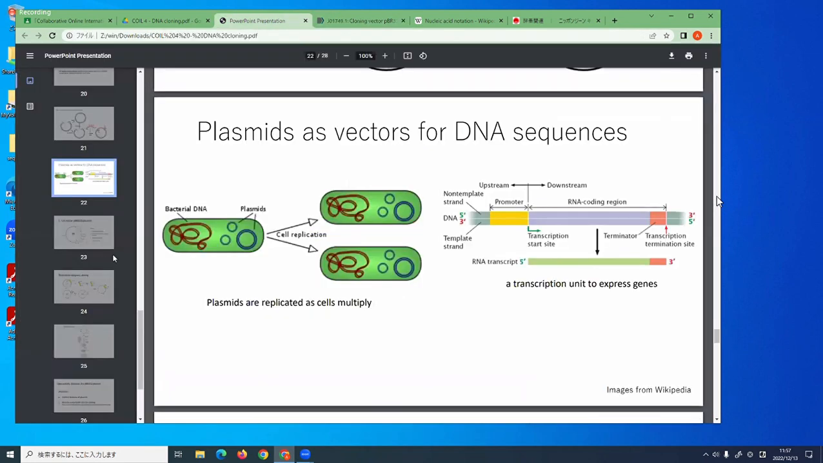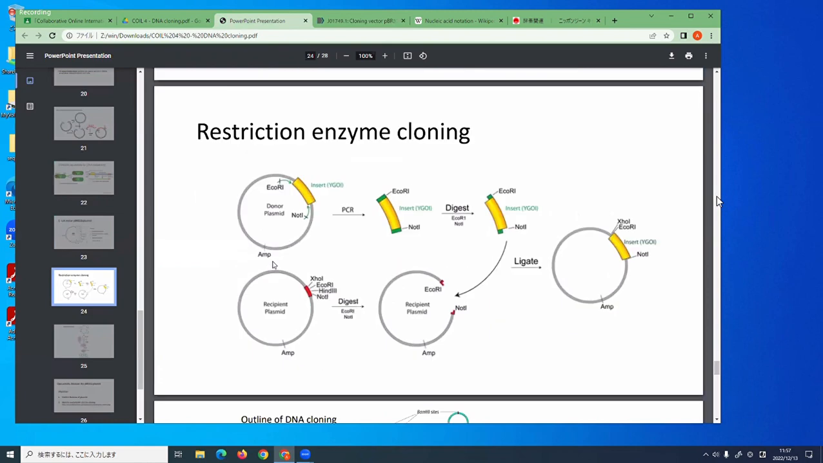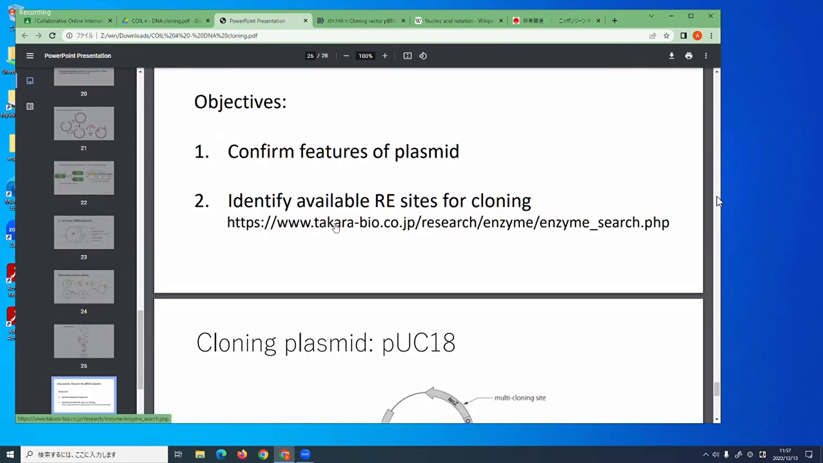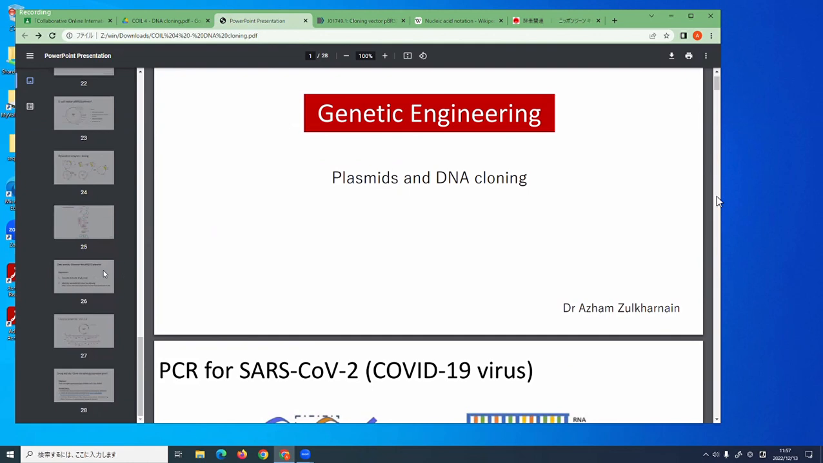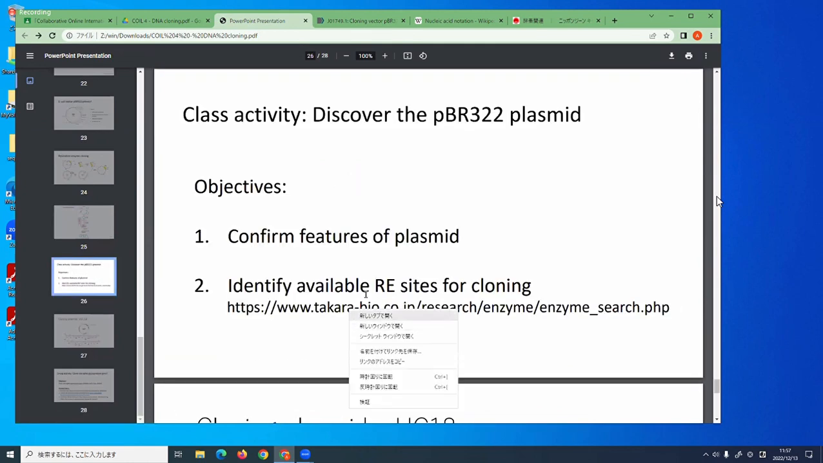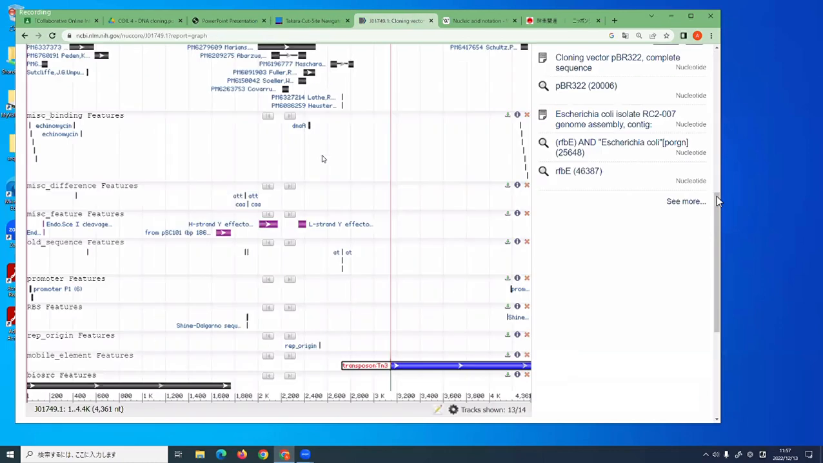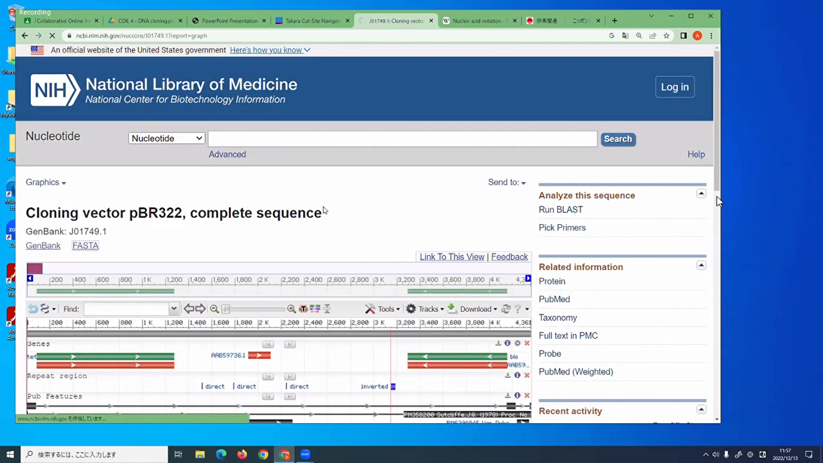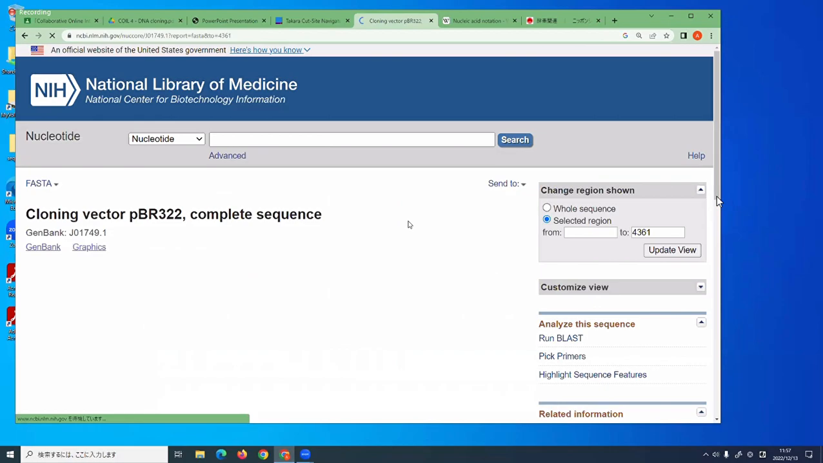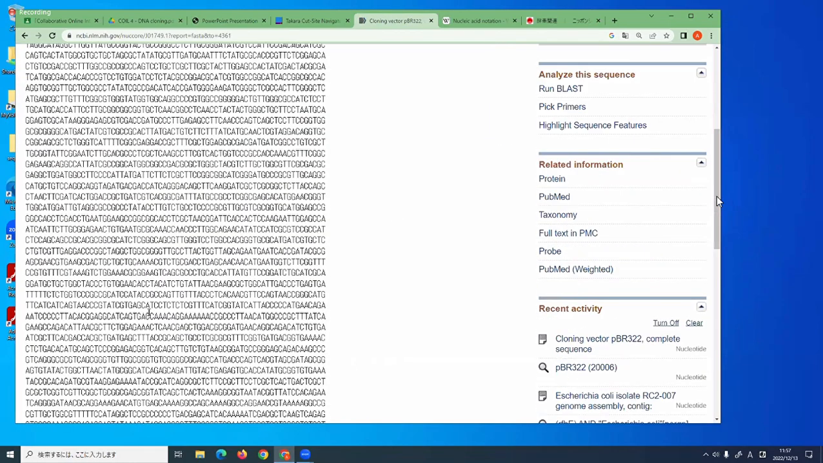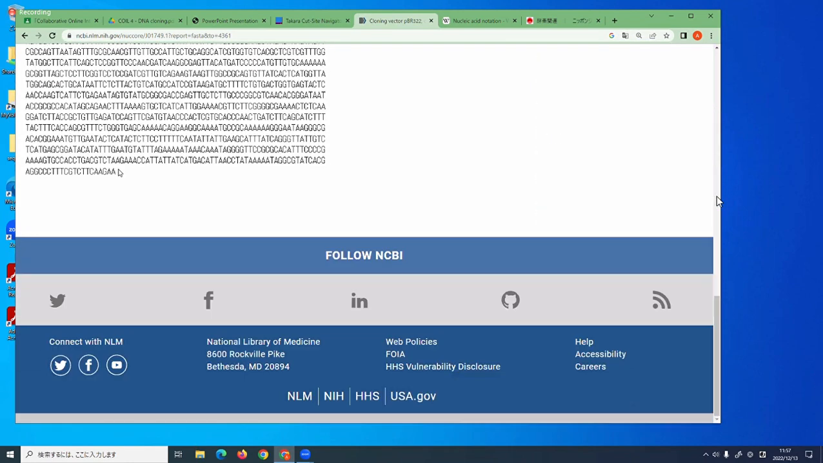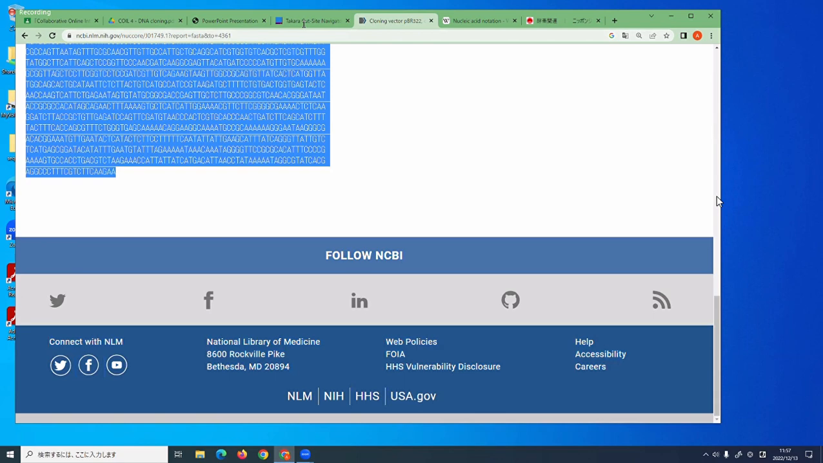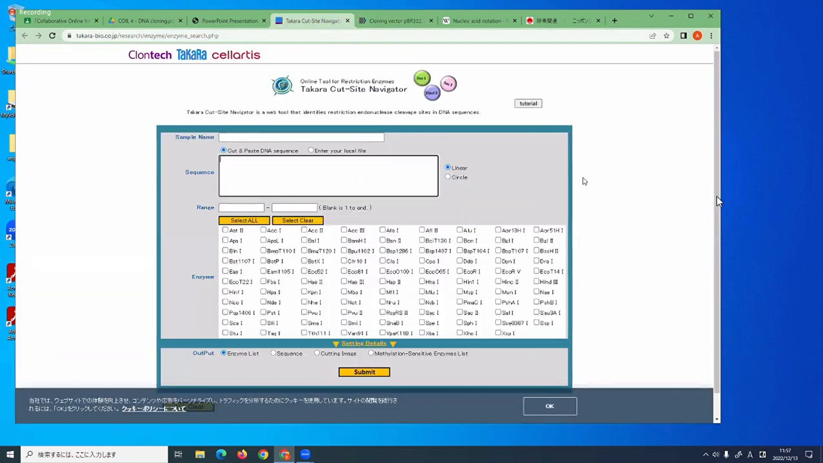Next, let's confirm the RE sites. Okay, oops, I shouldn't have left the page. All right, let's go one more time. Let's open this in a new tab. So what we'll need is the FASTA format for the whole sequence of our pBR322 plasmid, right? Let's copy that and paste it here. I use the Takara site here.